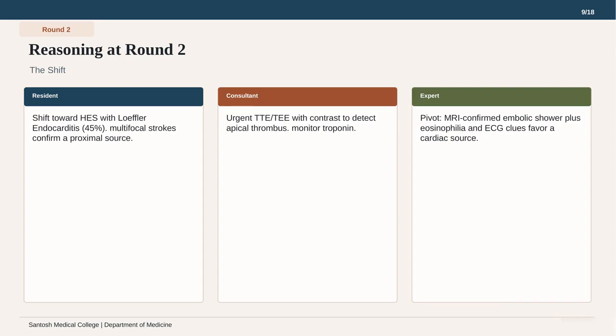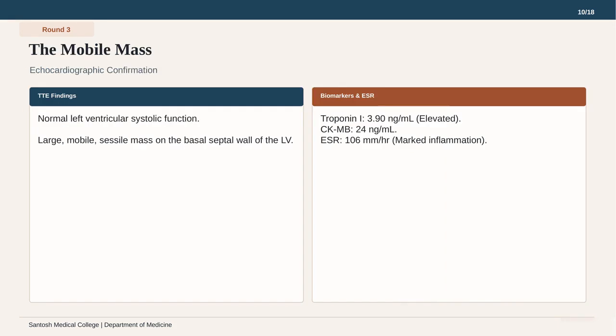The expert on the right solidifies this pivot. They explain that the combination of an MRI-confirmed embolic shower, extreme eosinophilia, and subtle ECG clues points definitely toward a cardiac source over an aortic one. The next logical step is to look directly at the heart. Here we have the echocardiographic confirmation and the latest biomarkers.